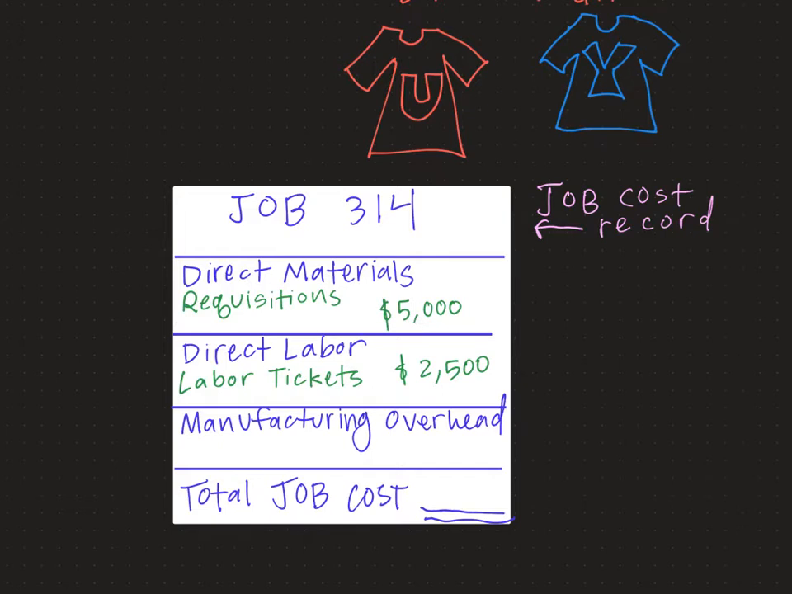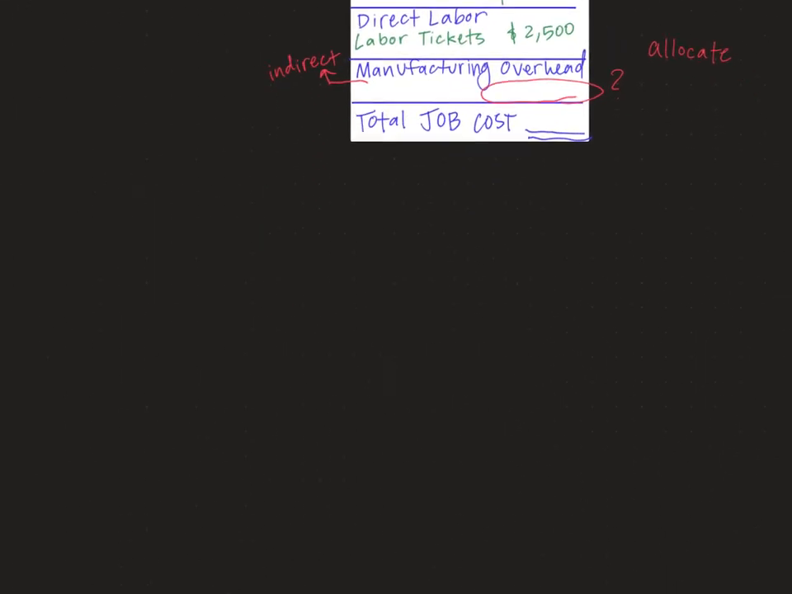Now we get to manufacturing overhead. But manufacturing overhead is not direct. It is, in fact, indirect. That means we have not tracked exactly how much manufacturing overhead belongs to each job. So how are we going to come up with a dollar amount of manufacturing overhead for the job? In order to do that, we have to do a process to allocate overhead to the job based on some estimates. Now let's talk about how that allocation is done.